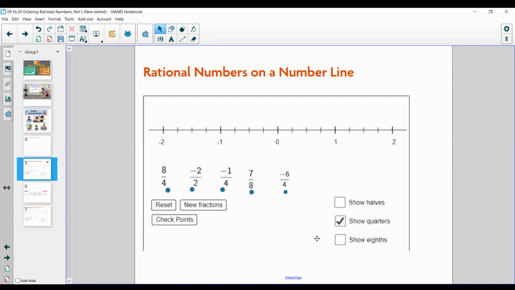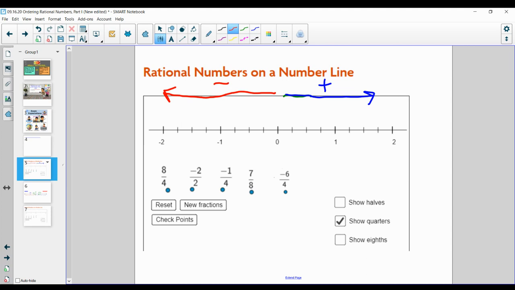So rational numbers are on a number line. So we're going to be putting this somewhere on this number line. So what do you remember about a number line? All right, this is 0. So anything to the right of 0 is positive. Anything to the left of 0 is negative.